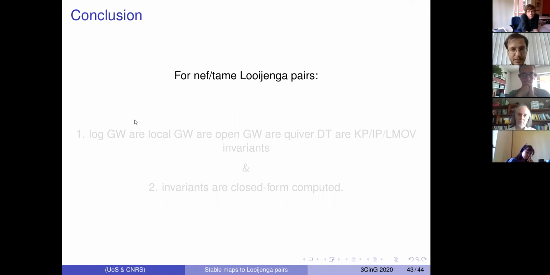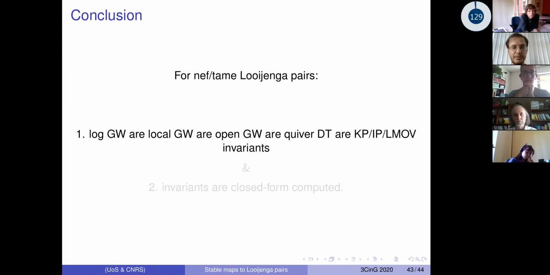Conclusion. In varying degrees of generality for either nef or tame Looijenga pairs as presented, the slogan is that log Gromov-Witten invariants are local Gromov-Witten invariants for nef, and for tame, they're also open Gromov-Witten invariants, and their BPS counterpart coincides with Donaldson-Thomas invariants of some quiver, and they are in turn the same as Klemm-Pandharipande, Ionel-Parker, or the open BPS invariants of Labastida-Mariño-Ooguri-Vafa.